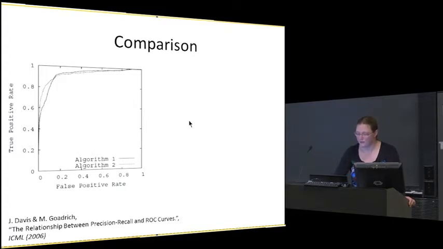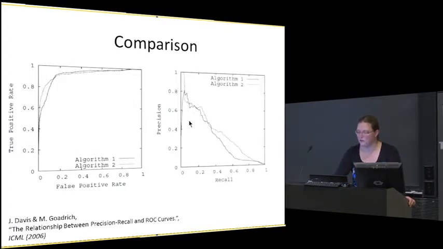This is a paper that compares precision and recall in ROC curves. What they basically found out is it's OK to compare algorithms with either. If an algorithm performs better on a ROC curve, it's also better on the precision recall curve. It's just that on ROC curves, it might look more positive than on the precision recall curve. You see this here, right?